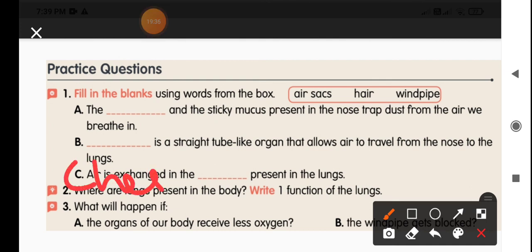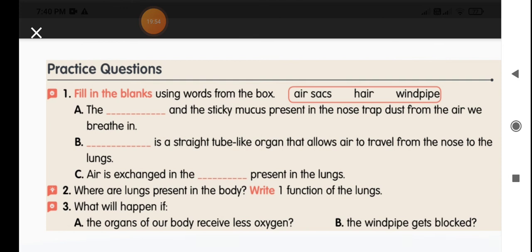So you have to answer this in your notebook. Write one function of the lungs. They are helping to exchange the gases. They are helping to breathe. Yes? What will happen if the organs of our body receive less oxygen?